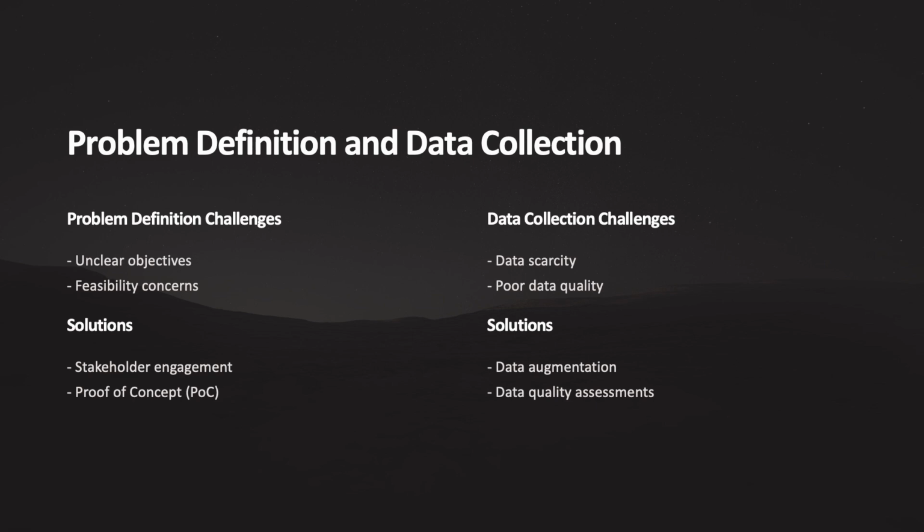Next, we move to data collection, the backbone of any model. Data scarcity and poor quality are common challenges that threaten a model's accuracy. For instance, in a healthcare project aiming to predict patients' outcomes, you might face limited data on rare conditions. Data augmentation techniques can expand your dataset, and rigorous data quality assessments ensure the information is clean, consistent, and trustworthy. Addressing these challenges early sets the stage for building robust AI models that perform well in real world scenarios.